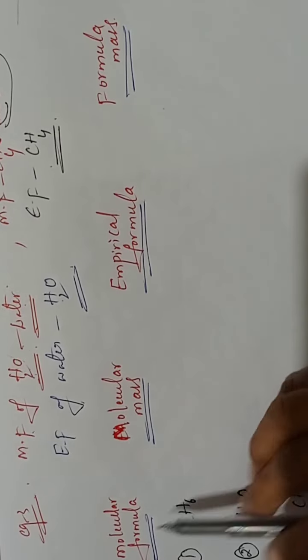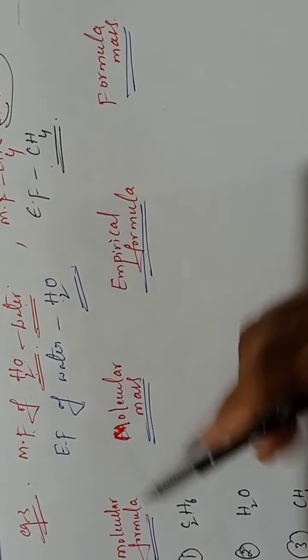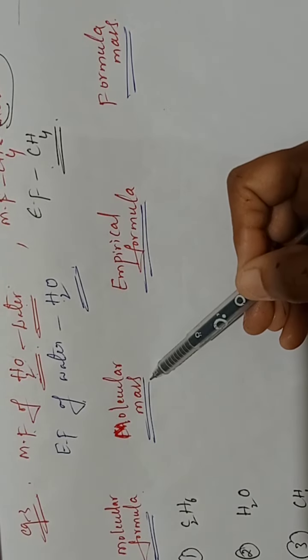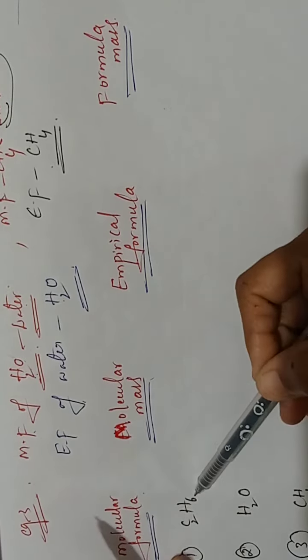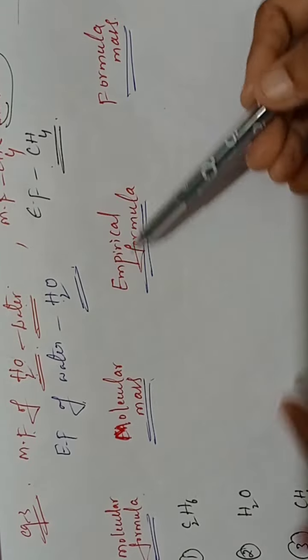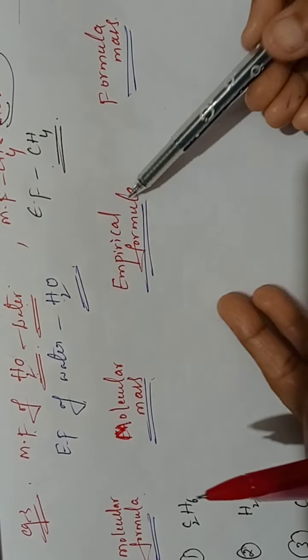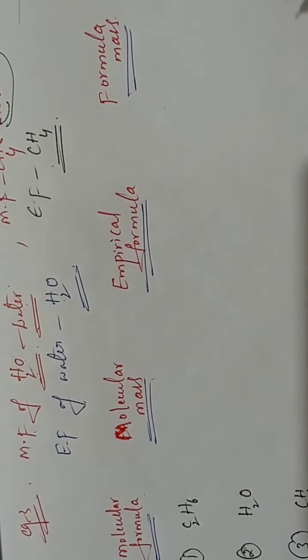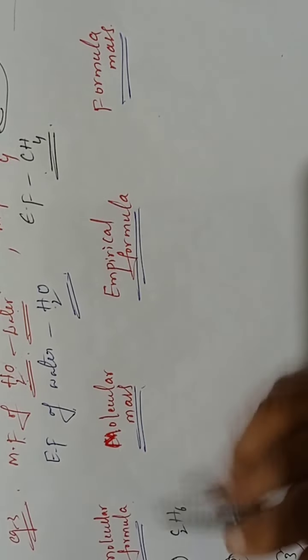Now see, students, here I am taking 4 columns. One is molecular formula, molecular mass. For the molecular formula we can calculate the molecular mass. Now I am writing the empirical formula. For the empirical formula we can calculate the formula mass. Are you clear?